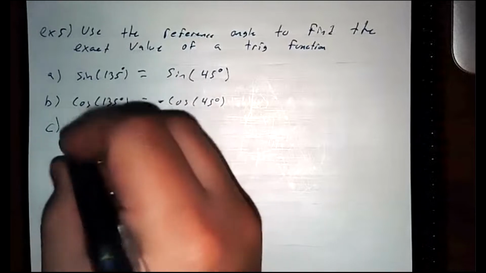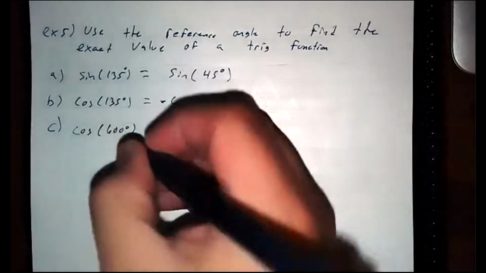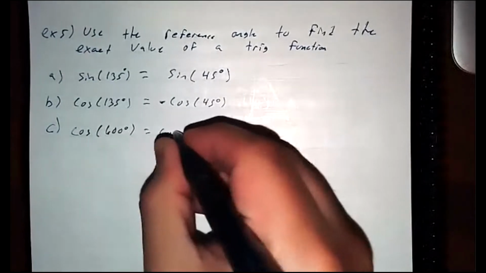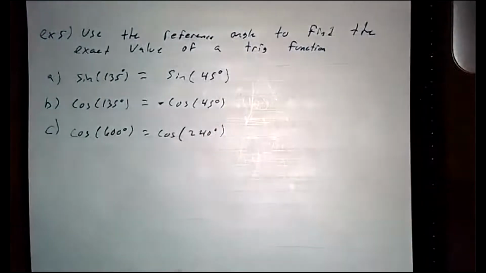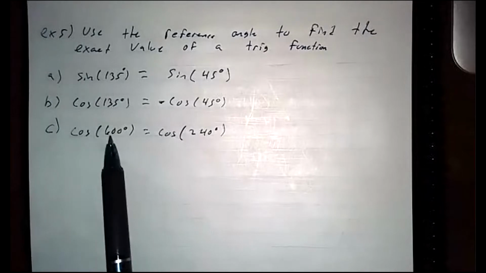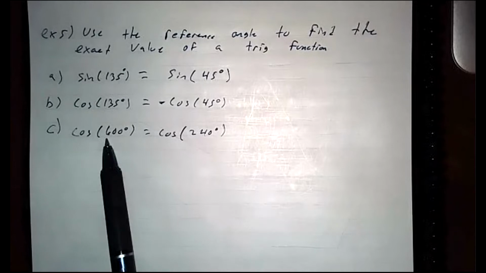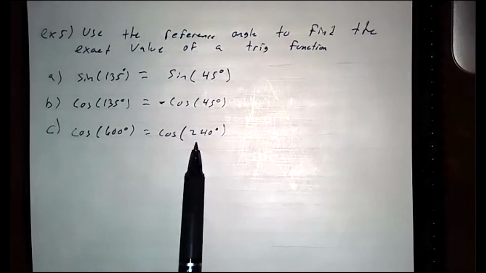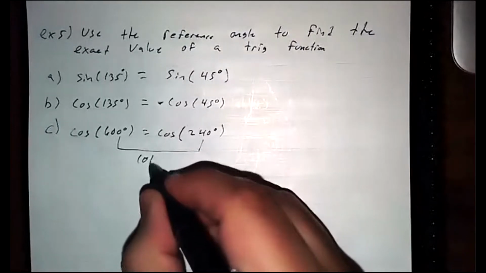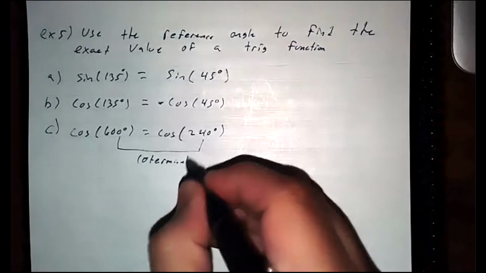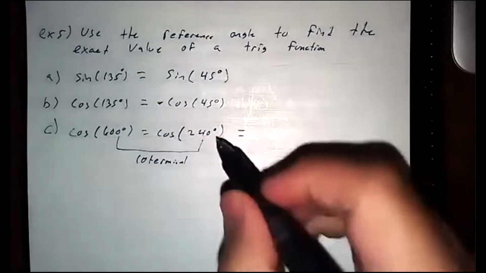Sorry, I got distracted. Cosine of 600 equals cosine of 240. I skipped a step here, but let's go through it. So 600 is more than 360, right? So subtract 360, which gets us to 240. So this is the coterminal angle here. So now use your reference angle. What is the reference angle of 240?